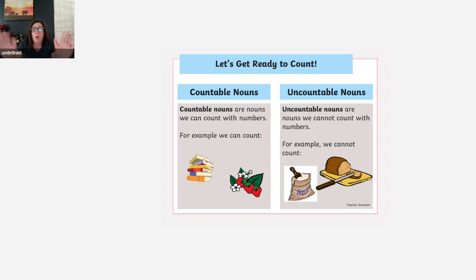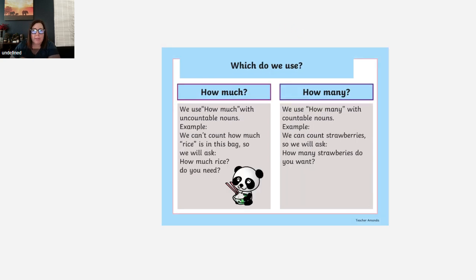Uncountable nouns, we cannot count with numbers. So we can't count rice. We can't count bread. So anything we cannot count is an uncountable noun. So, for example, we would say, I would like a bowl of rice. We wouldn't say, I want 5 rices, please. Because, wow, we definitely need to eat more than 5 rices. Bad joke, sorry.